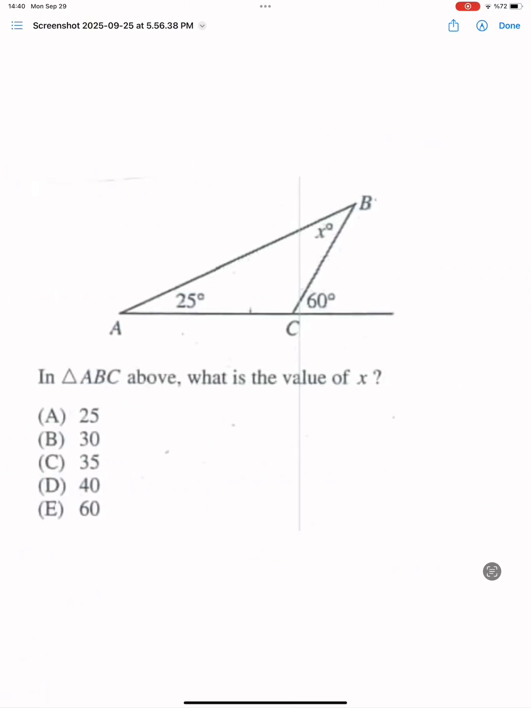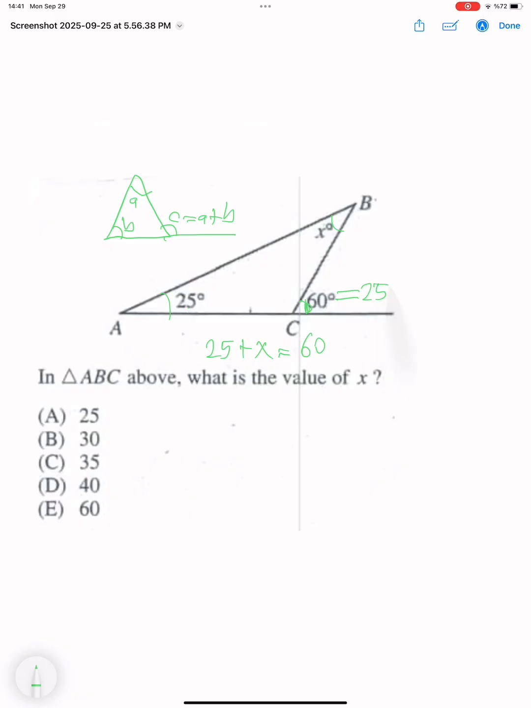Alright, again a rule. So we have this triangle, 25 here, x here, and one outer angle, 60. So easy, we know that 25 plus x is going to be equal to 60. So let's illustrate this. If this is A and this is B and this is C, C is equal to A plus B. So 60 is 25 plus x. In this case, x is just 35.